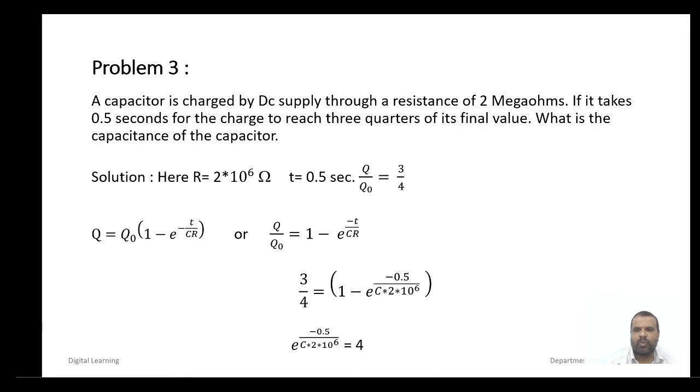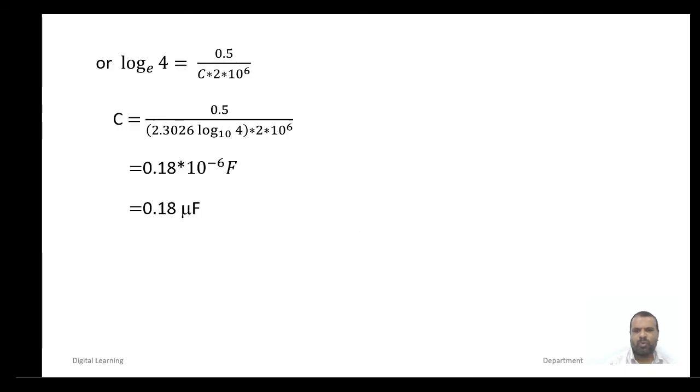Q = Q₀(1 − e^(−t/CR)), or Q/Q₀ = 1 − e^(−t/CR). 3/4 = 1 − e^(−0.5/(C × 2 × 10⁶)), or e^(0.5/(C × 2 × 10⁶)) = 4, or loge 4 = 0.5/(C × 2 × 10⁶), or C = 0.5/(2.3026 × log10 4 × 2 × 10⁶) = 0.18 × 10⁻⁶ farad, or C = 0.18 microfarad.